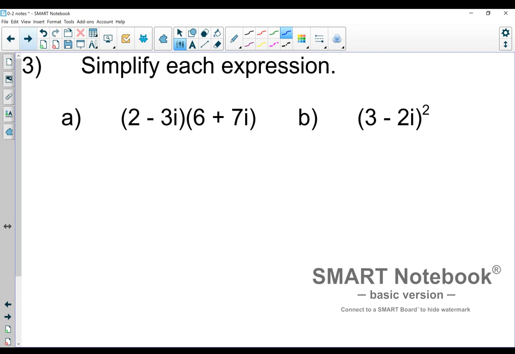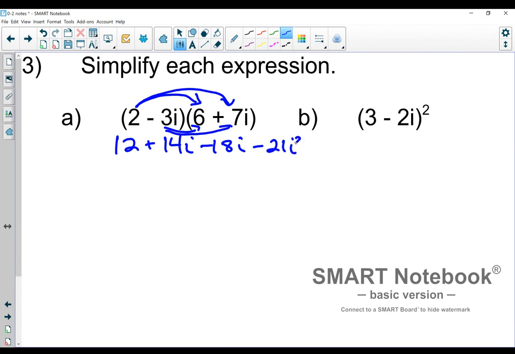On the next two, the parentheses are right up next to each other, so we can tell we're not adding and subtracting now, we're just multiplying. So 2 times 6, 2 times 7i, so plus 14i, minus 18i. It's pretty much like what we've already done, except we have a trick. When I multiply negative 3 and 7i, I get a minus 21i squared. And I have to remember that i squared equals negative 1. So we're always going to remember that and substitute that.